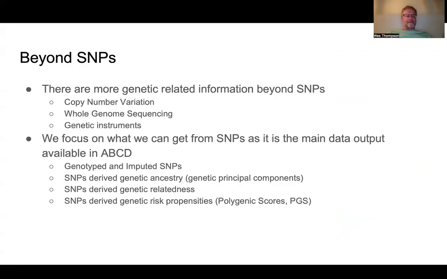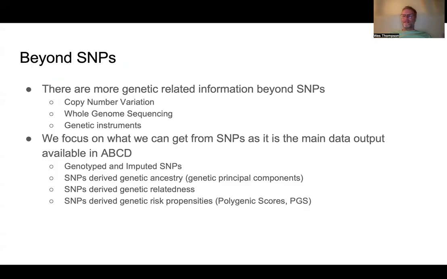So beyond SNPs, there's a lot of other types of genetic information you can get from genotyping arrays. There's copy number variation. That's where you have parts of the genome where you have either additional genetic material or deletions. So you can have deletions or duplications at certain areas, like 22q11, and those can have impacts on phenotypes.